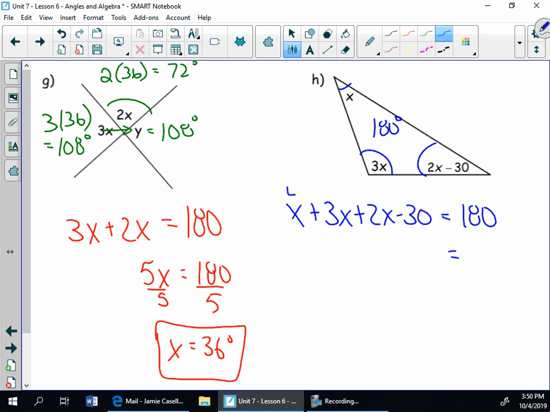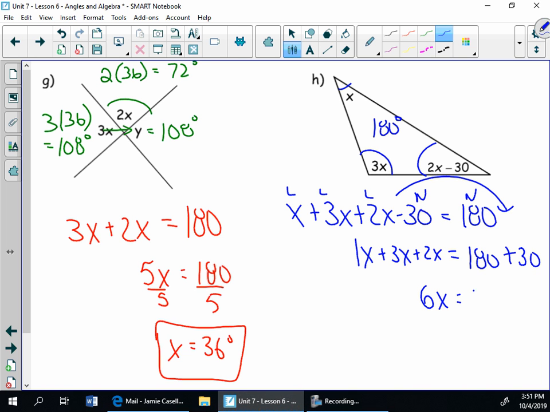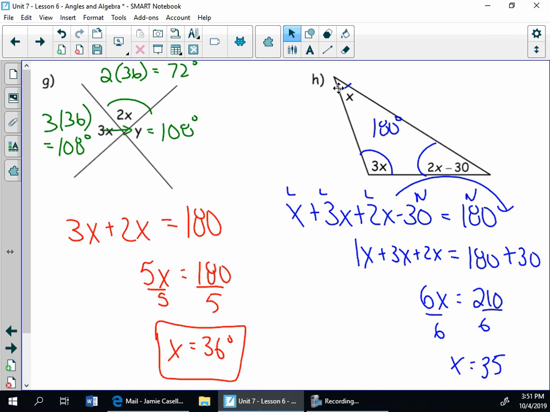Letters on one side, so I have all my letters together, and numbers on the other side. Well, the 180 is where I want it. Let's bring the 30 over to the other side there, and I've got it in the right spots. If I add 1x and 3x and 2x, I get 6x's and 210. I don't want 6x's, I want to know x. x is 35.